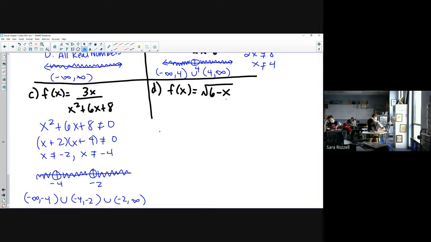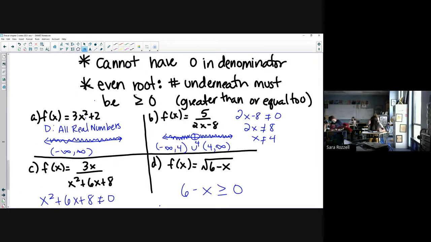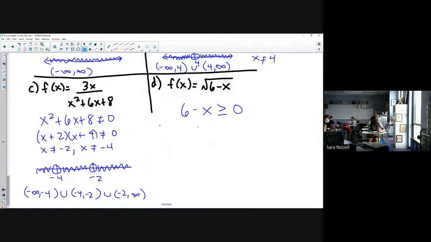Alright, and on D, we've got a square root. So what has to be true for square roots? Stuff under the square root has got to be what? It's got to be positive or 0, or a way to write that is greater than or equal to 0. If you see something under the root, just write greater than or equal to 0, and we're going to solve that. That's what our domain has to be.